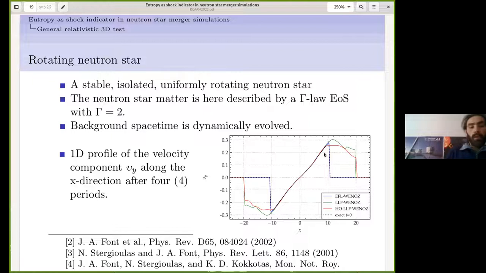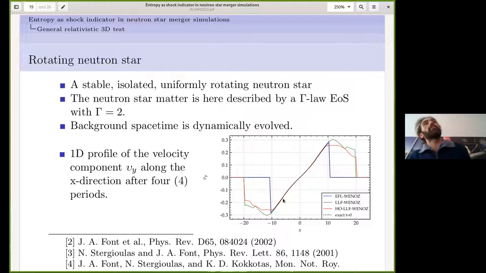We see that the other two systems are not very well resolved. They're actually not doing a good job at all, and this EFL system is doing really well. This is one of the best results that one can find in the literature. We went back to the existing literature and looked at it. This last reference has really nice results comparable to ours, but the other two are not. This is one of the best results in the literature for a rotating neutron star for these one-dimensional velocity profiles.